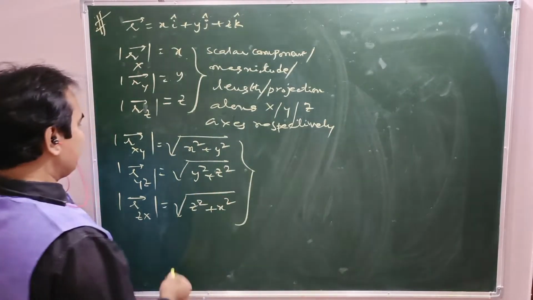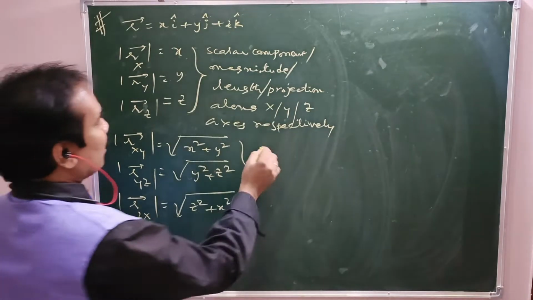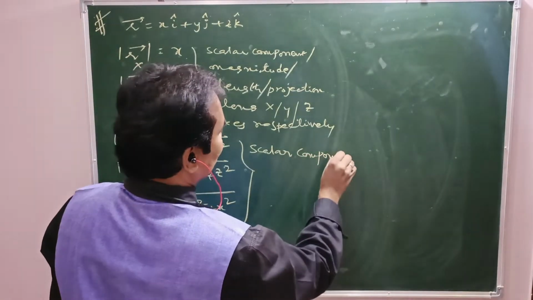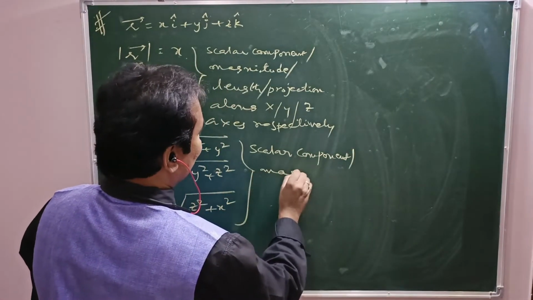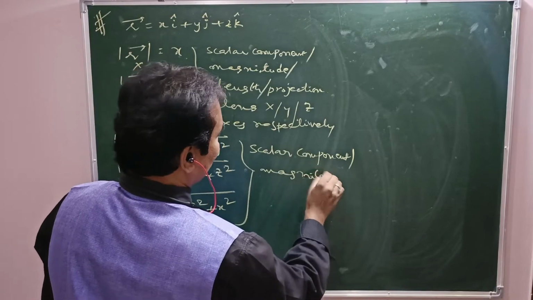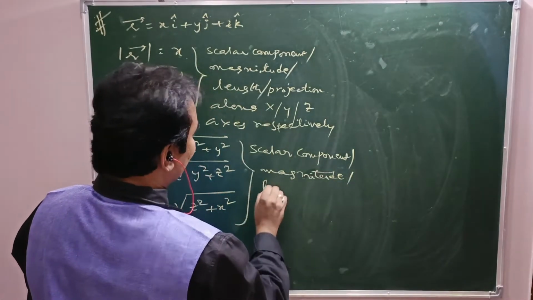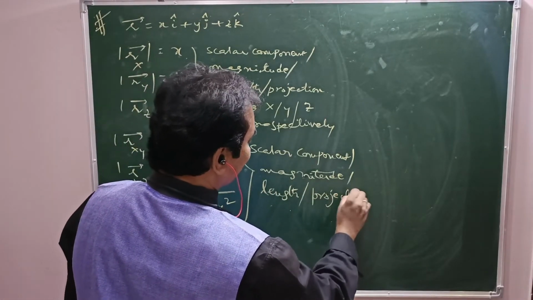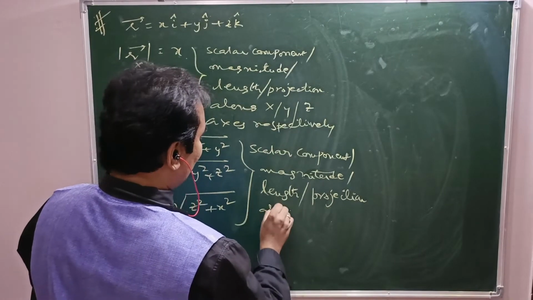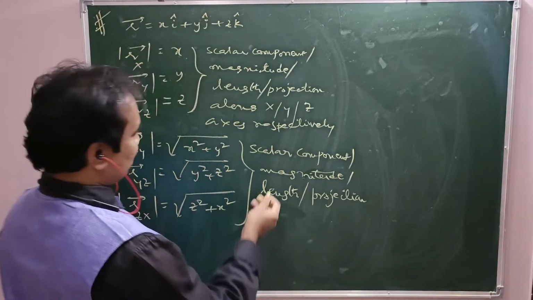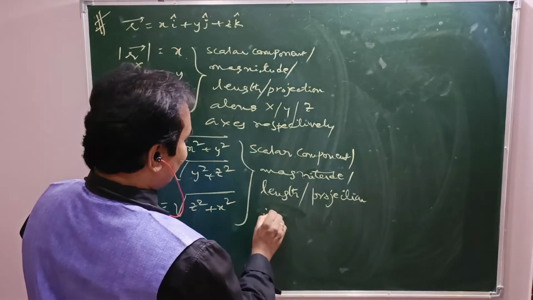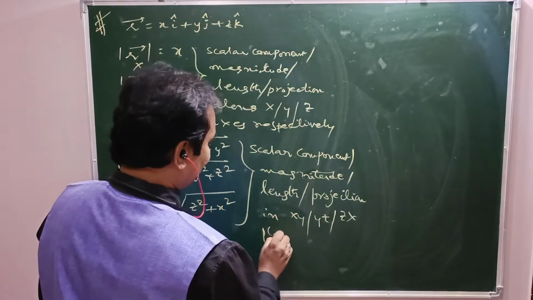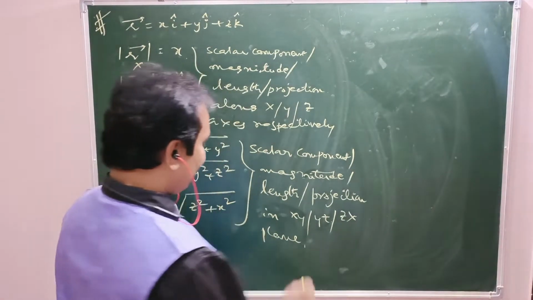So what do these formulas mean? Again, scalar component or magnitude or length or projection, not along planes, but projection in the xy or yz or zx planes. Okay.